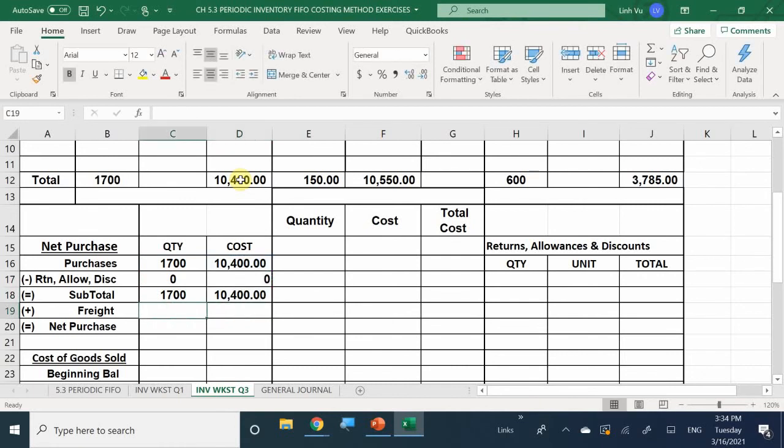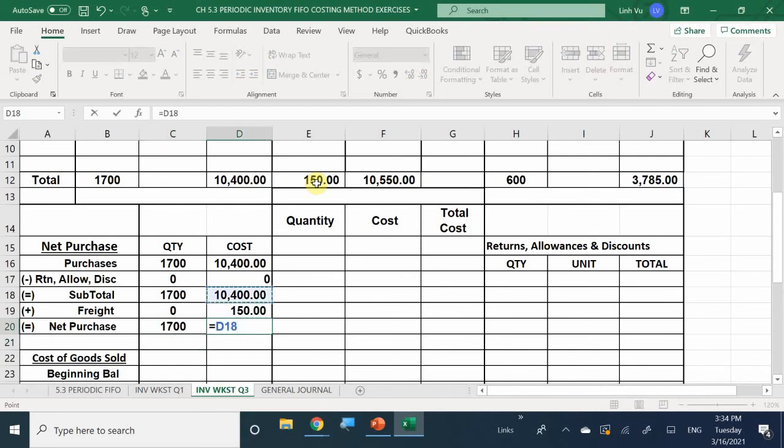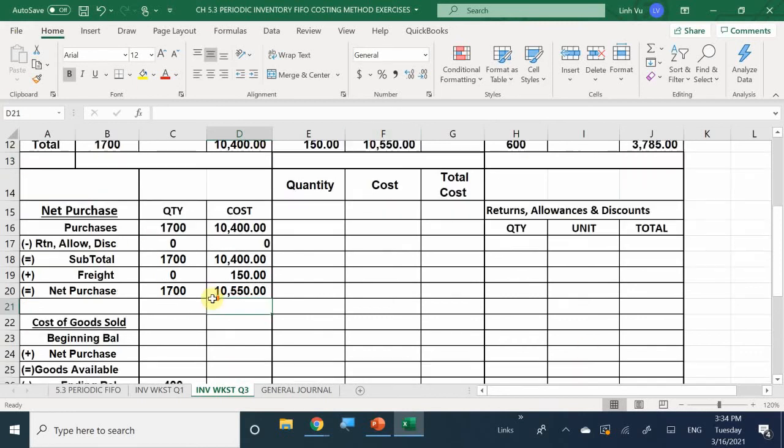Next is freight. Does freight add anything to quantity? No. But what about the cost? Yes, it increases it, right? So we're going to add up our columns. Of course, we should have the ending of 1,700. But what is my total going to be for my total cost here for my net purchases? $10,550. Good. So that's that.